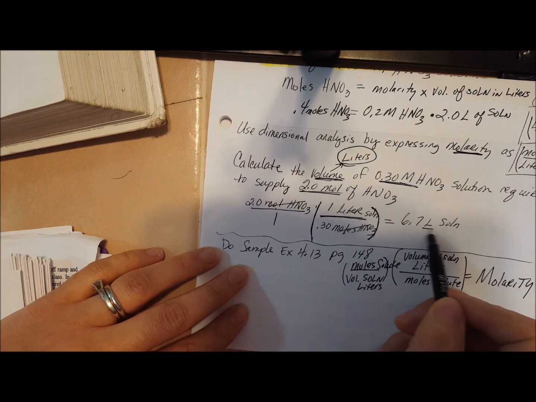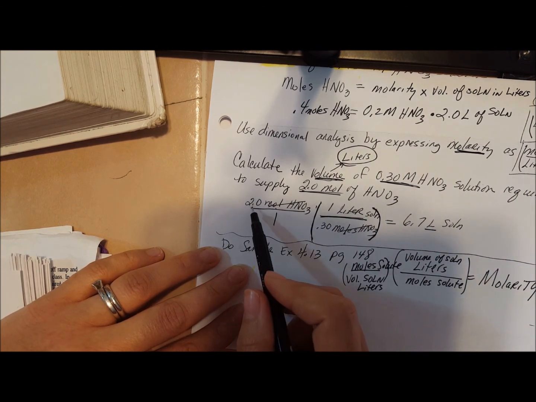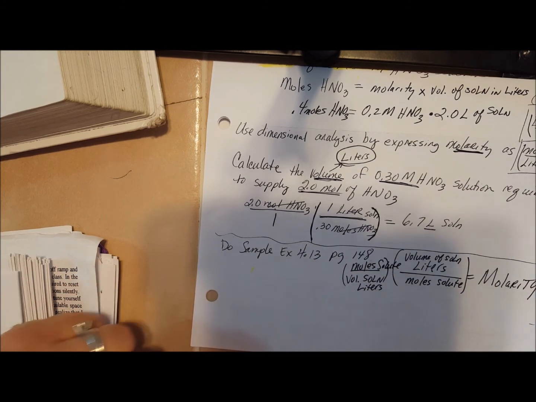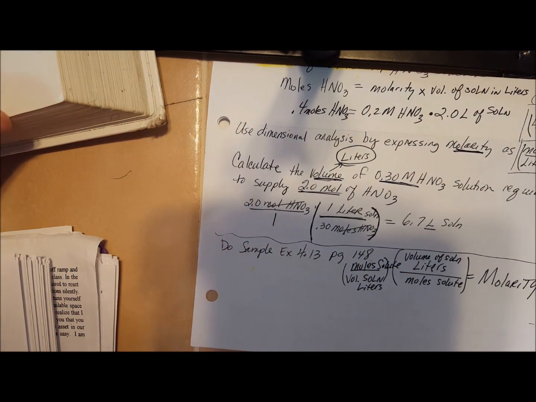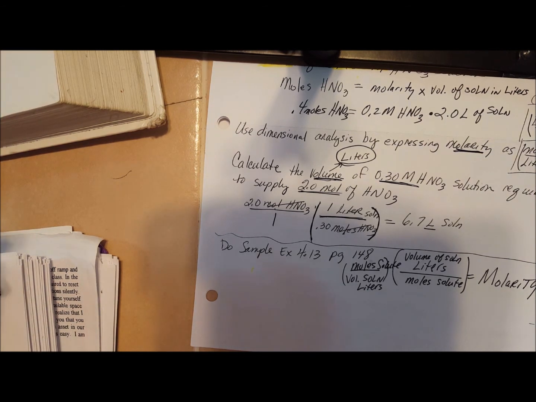Now you convert it to liters, and when you do the math, 2 divided by 0.3 is 6.7 liters of solution. So now you're going to do sample exercise 4.13 on page 148.